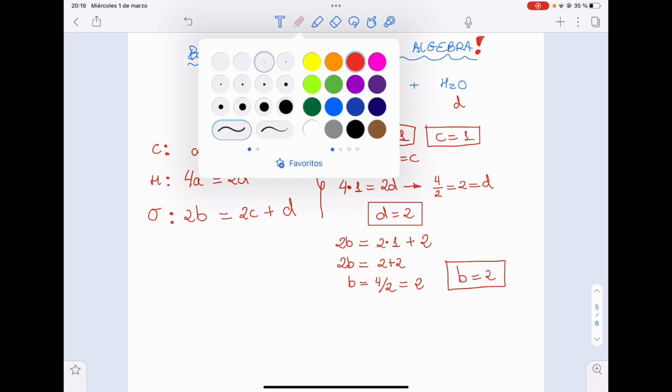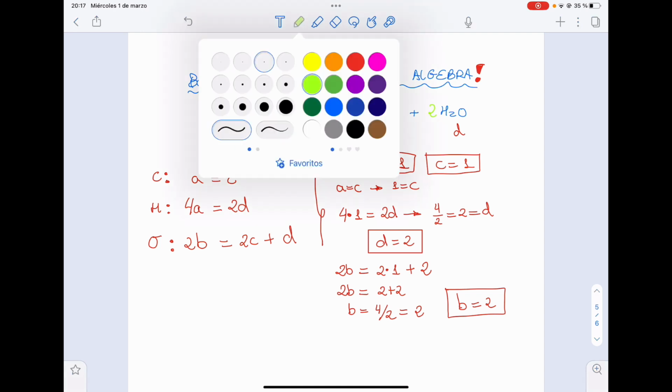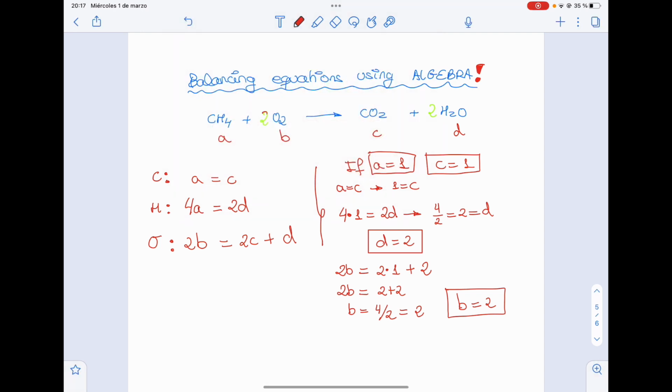So what am I going to do with these numbers? In A, I'm going to put 1. If it's 1, it's better if I don't put anything, so I don't put anything here. In the second one, I'm going to put 2, because B is 2, and then D also 2. So this is going to be my final solution. Let me put it in red because it looks better. So I did all of this using algebra to find the final solution.